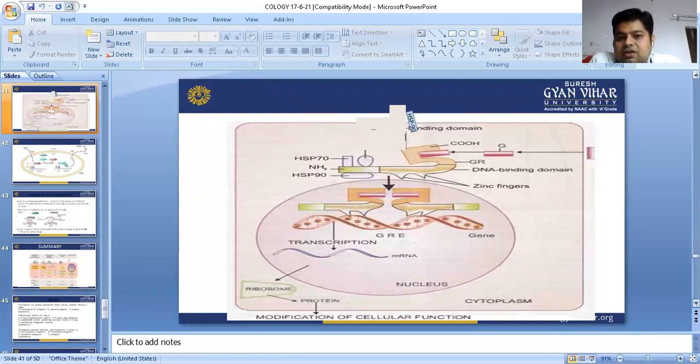Now see the structure of this HSP binding domain. There is the zinc finger available. In this zinc finger, we can see the formation of mRNA plate, and in this mRNA plate some codons are available, and these codons are going to prepare protein substance, and that protein substance is responsible for therapeutic response.